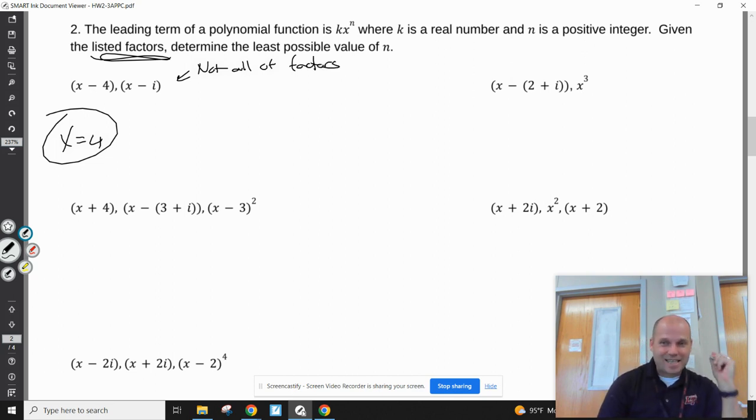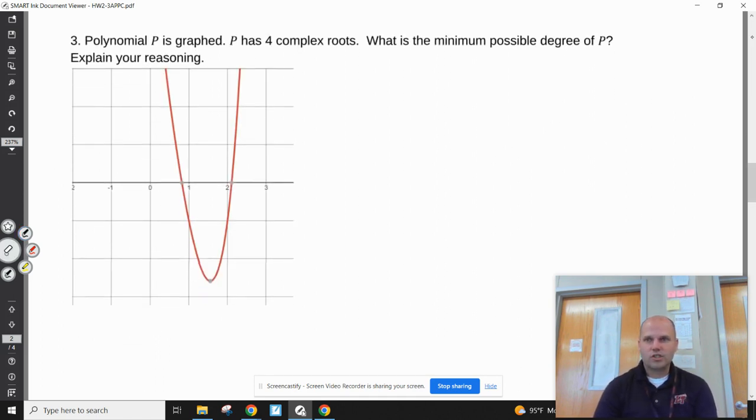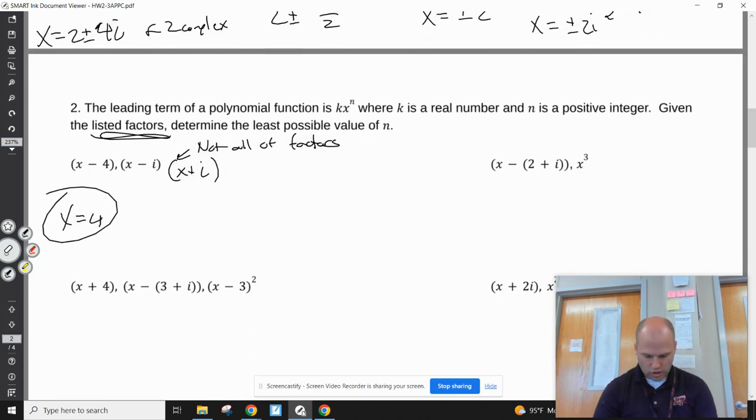If x minus i is a factor, guess what? x plus i has to be a factor. The conjugate, the pair that goes with x minus i, has to be included. The question is: determine the least possible value of n.